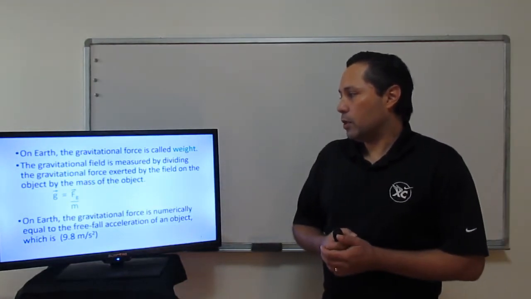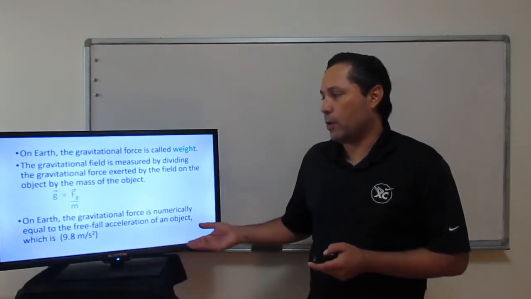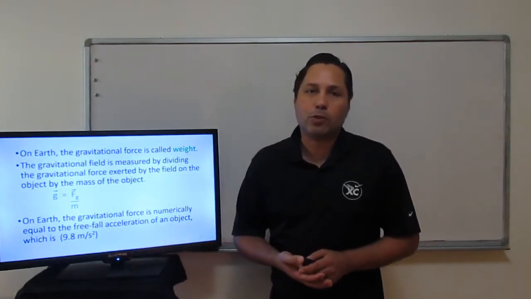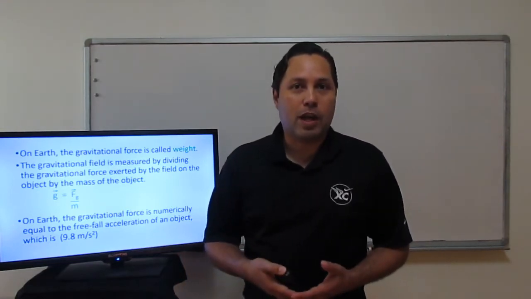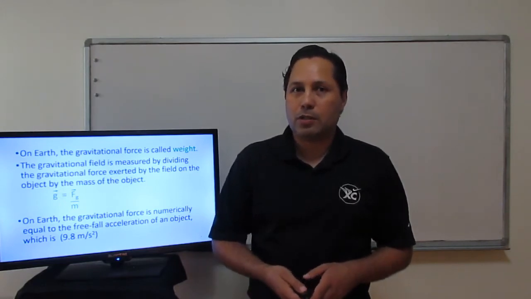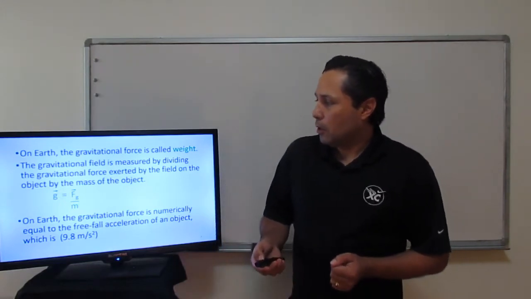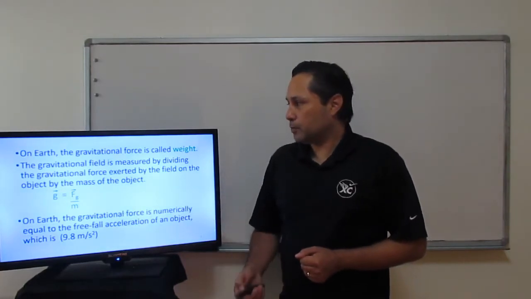On Earth, the gravitational field is numerically equal to the free fall acceleration of an object, which is 9.8 meters per second squared, though most of the time in our calculations for AP Physics we end up using just 10.0, just to make it a little bit easier and a little bit quicker. All right, let's move along. We'll go back to this formula a little bit later on.